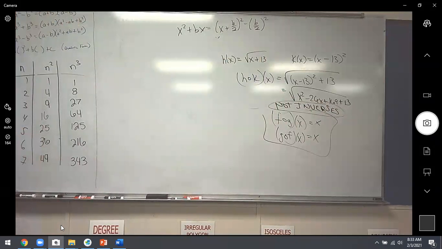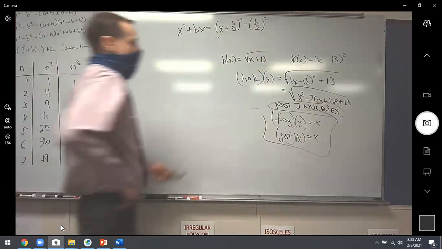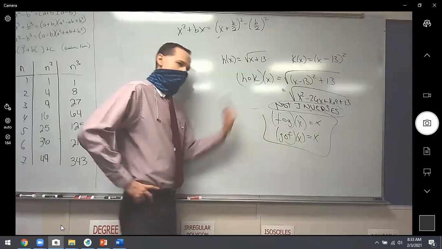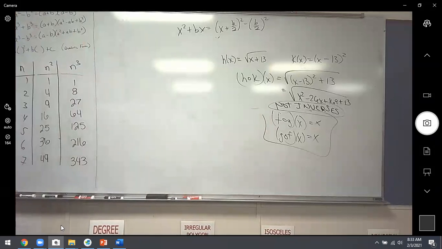You don't even need to check the other one then. If this was x, you'd check the other one too. You'd say, okay, what's k composed with h? And you'd see if it equals x.